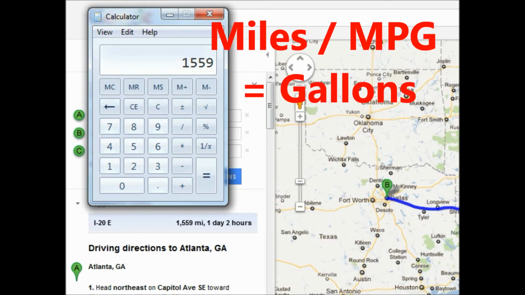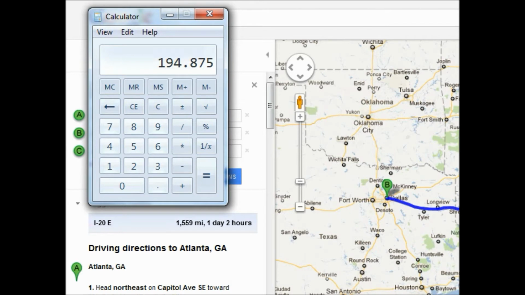So in this case, 1,559 miles divided by 8 miles per gallon. What this does is give you the total gallons of gas you're going to burn doing this tour. So, 194, I guess basically 195.